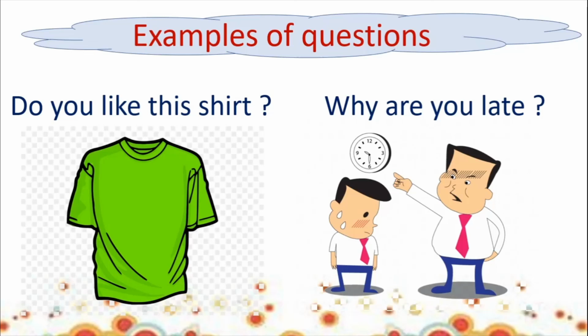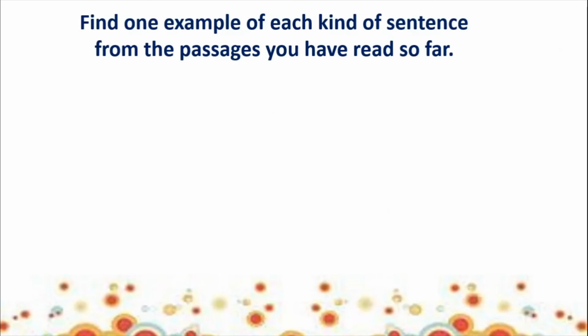Okay, children? So, today we did the 4 kinds of sentences that you can find in English language. Now, there is a small homework also in your textbook. So let us discuss this homework, and I will do just one example with you. The remaining will be your assignment. So what is your homework? Find one example of each kind of sentence from the passages that you have read so far. So you have read many passages, many lessons in this textbook. So you are supposed to find out one example of each kind from the passage.